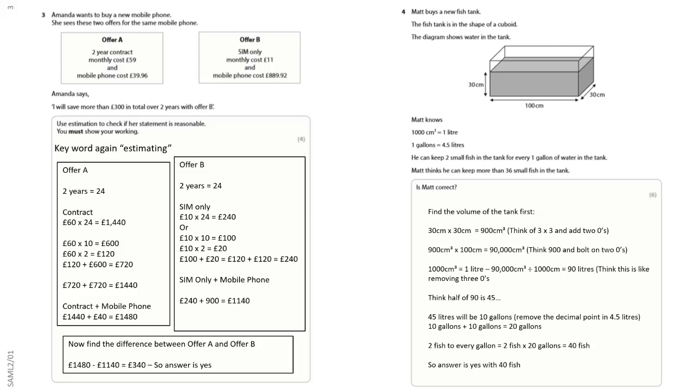Then you just literally have the contract and mobile phone together. 1440 plus 40 gives you 1480. Remember, we're estimating, so we're keeping everything whole numbers. Then we follow through a similar process for offer B.